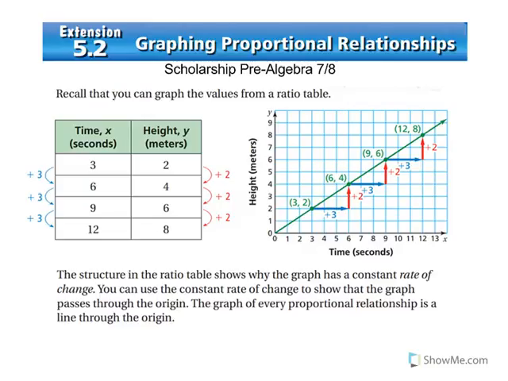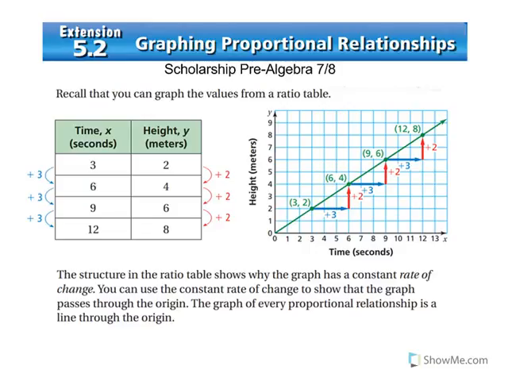Well, today we're going to look at Chapter 5.2, the extension of it. This is going to be graphing proportional relationships, okay? And we're going to be looking at a couple different parts of this concept. We're going to look at proportional relationships being displayed in a ratio table, like the one you see to your left. And also we'll look at proportional relationships that are being graphed on a coordinate plane.